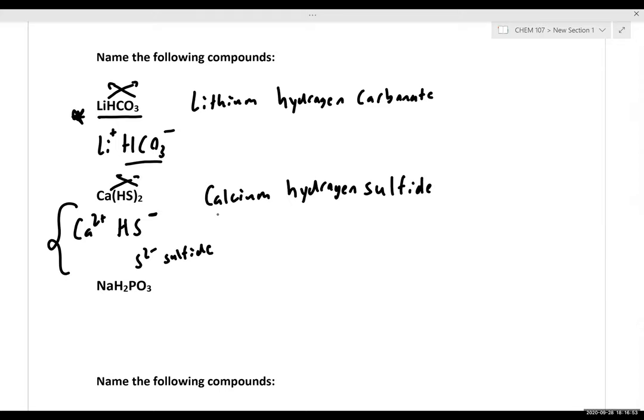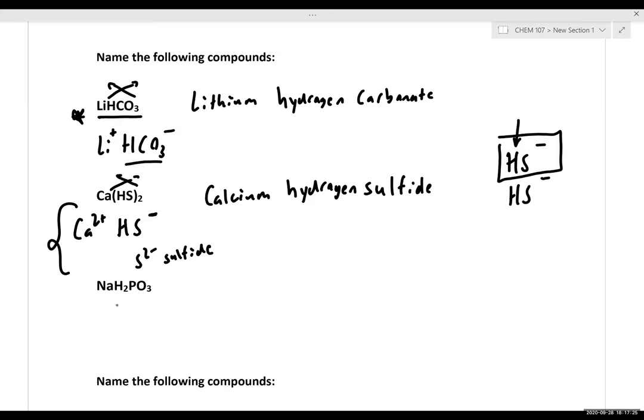So in hydrogen sulfide, the two that's outside doesn't mean anything? I thought that was two hydrogens. It just tells you the number of that polyatomic ion. What it's telling us is we have two of these HS units. But we're only concerned with a single polyatomic ion: how many hydrogens do we have? Oh, okay, gotcha. So we wouldn't use the dihydrogen part. Not in this case.